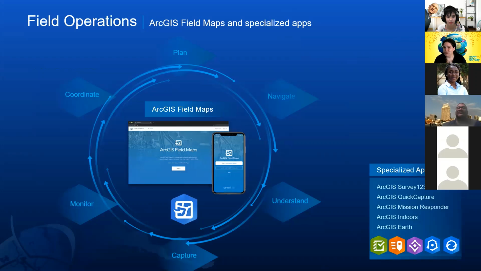ArcGIS Field Maps was just released out of beta last month, so the first release came in October. It is our new premier field application, and it will eventually incorporate all of the capabilities of ArcGIS Explorer, ArcGIS Collector, ArcGIS Workforce, ArcGIS Navigator, and ArcGIS Tracker.